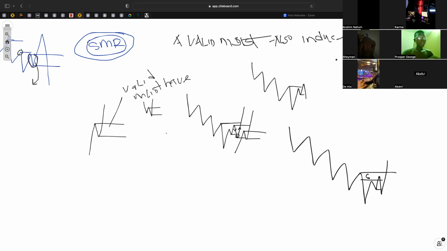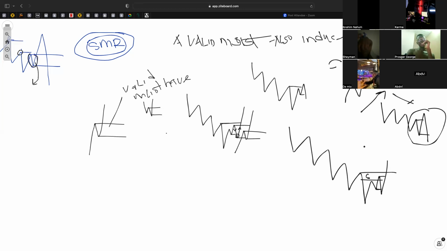But in summary, there has to be a smart money reversal: a break of structure to the downside and a break of structure to the upside. That is a smart money reversal. A break of structure to the downside and a break of structure to the upside in an existing bullish trend, or a break of structure to the upside and a break to the downside in an ongoing bearish trend. This is a smart money reversal.